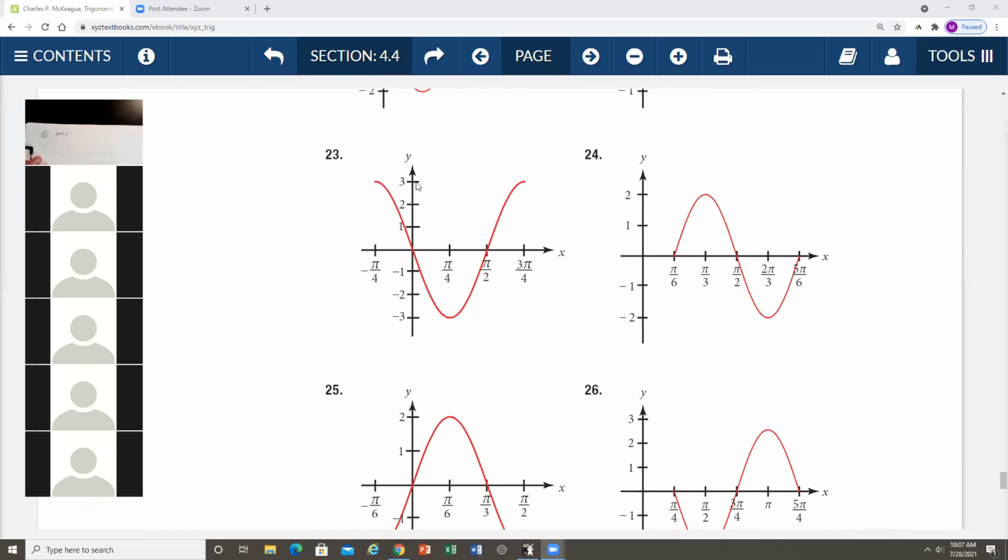Maximum y value is 3. Subtract the minimum y value of -3. 3 subtract -3 is 6. 6 divided by 2 is 3, an amplitude of 3.